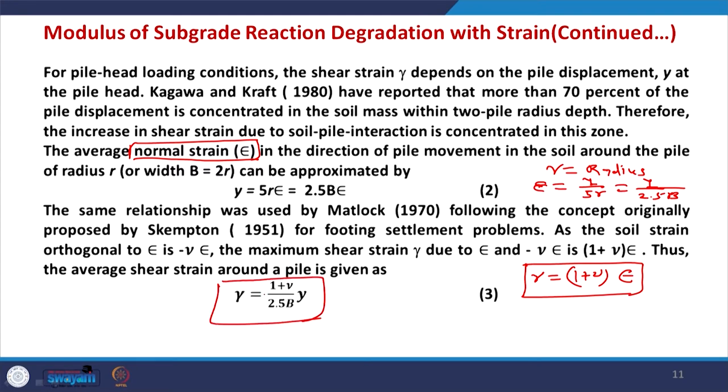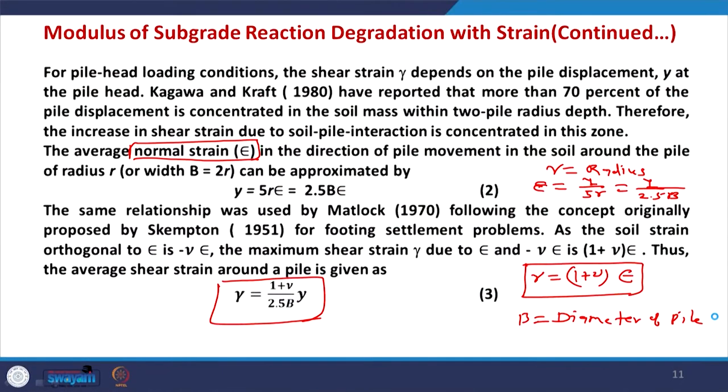Here, Poisson's ratio and width B are used, where B will actually be the diameter of the pile. For a cylindrical or circular pile, the diameter of the pile will be used instead of width. So using this equation, if you know the deflection, then you can calculate the value of strain.